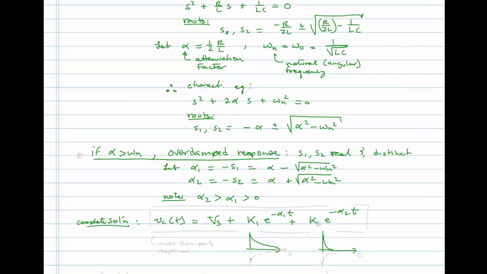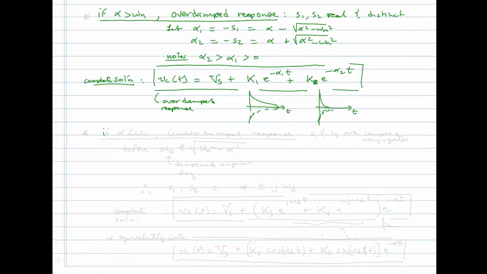Now it could be positive or negative. We're not sure yet what the sign is. That depends on the initial conditions. But we can say that the second term, K2 times e to the minus alpha 2 t, will decay more quickly. So this is the case of the overdamped response.